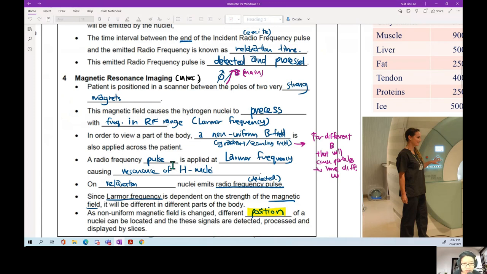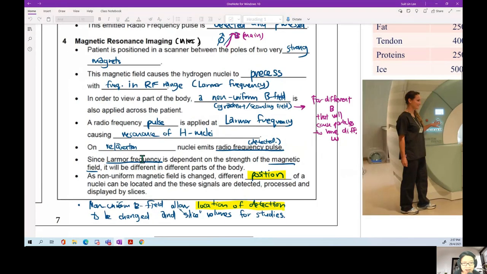So a radio frequency pulse is applied at Larmor frequency, causing resonance. On relaxation, a nuclei will emit radio frequency pulse. And since the Larmor frequency depends on the strength of the magnetic field, it will be different in different parts of the body, because the magnetic field in your head, thanks to the non-uniform magnetic field, is a bit different. So when we put the non-uniform magnetic field at different positions, different positions of a nuclei can be located.